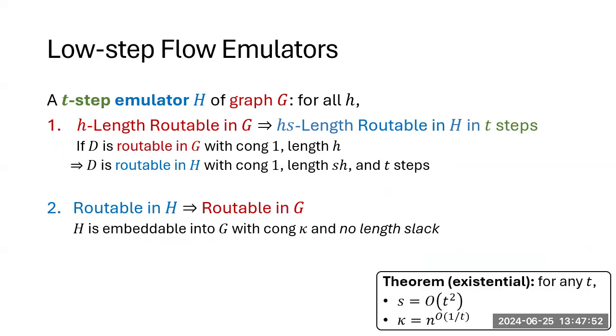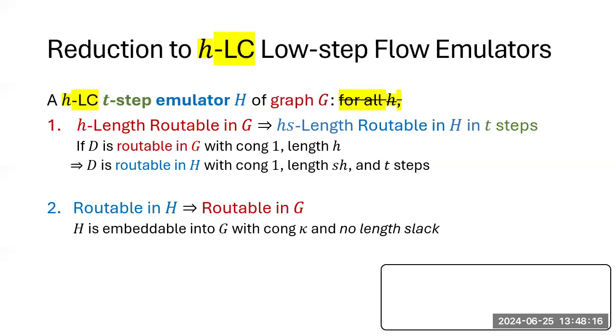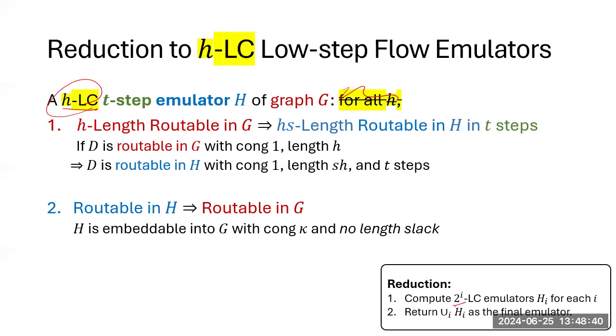And we will see today that there exists a flow emulator such that the length slack is T squared and kappa is n to the 1 over T for any T. Think of T as a constant. And by the way, instead of focusing on every edge length, you can just focus on one particular edge length. So I call it an edge length constraint T-step emulator. It's the same thing, except that now I look at one parameter. And it's okay to look at one edge length, because if you can construct this for one, you can compute this for edge length equals 2 to the i for every i, and union these log n many graphs, then you're done.